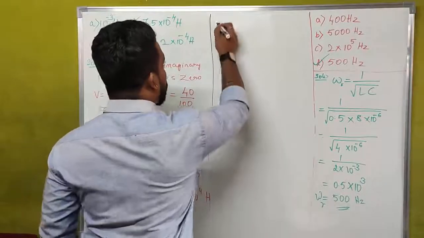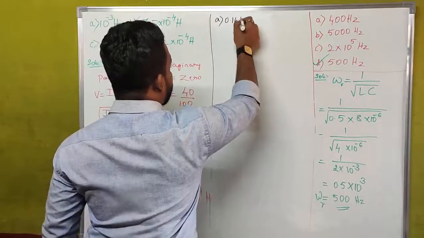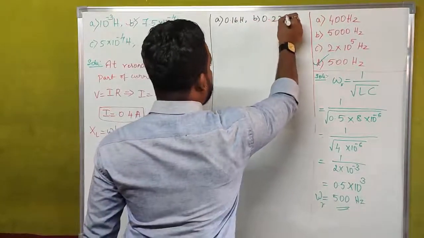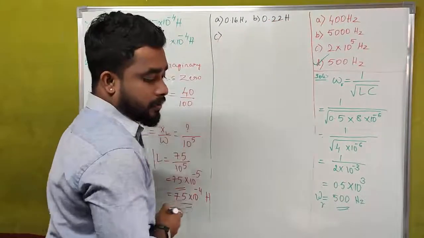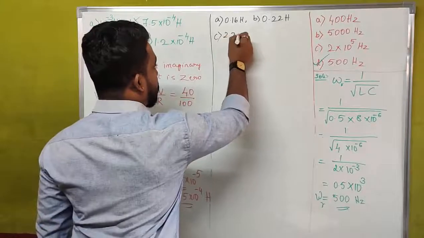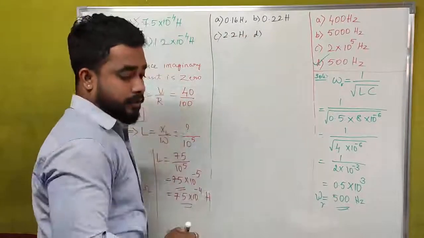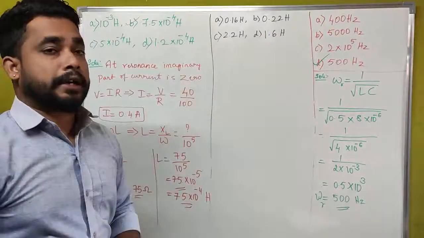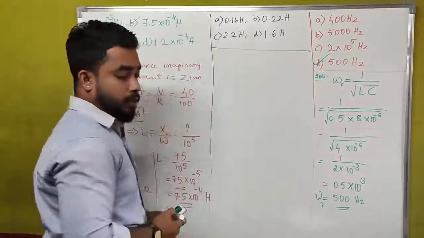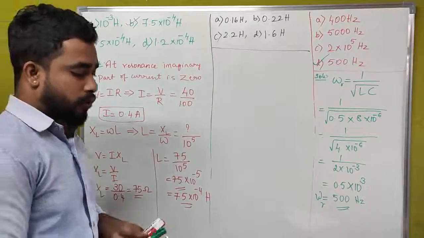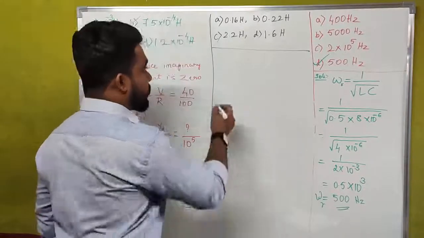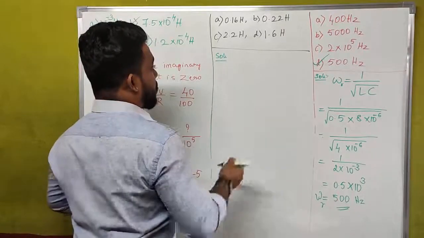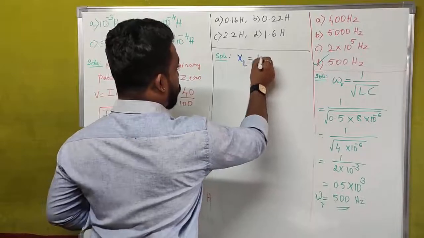Let us write that. Options are A, 0.16 Henry. Option B is 0.22 Henry. And option C is 2.2 Henry. And option D is 1.6 Henry. Here we should find out which is our correct option. For that, what we have to do, we have to simplify that. Without that, we don't know what is the value of that. For that, what we have is XL is equal to omega into L.